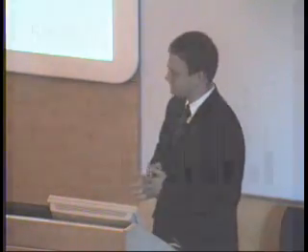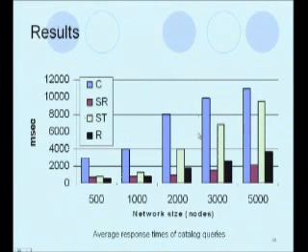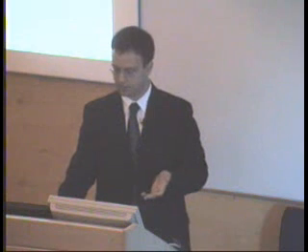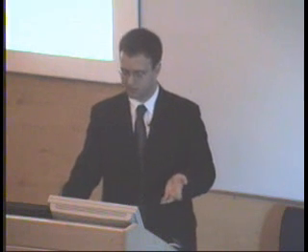So the first results show you the average response time of catalog queries in the system. The best performer is split replicate, followed by replication, which does worse in the more demanding networks because it does not adapt as fast. Split toss does, yeah?